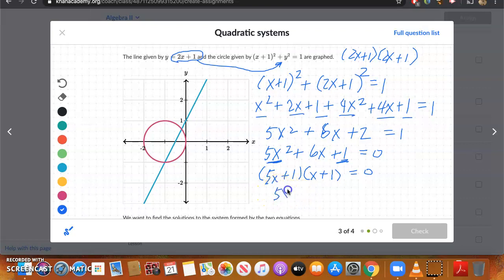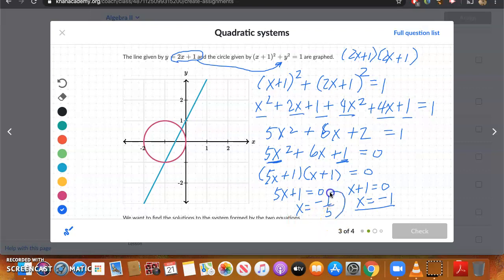Now, let's solve each one of these separately. So we have 5x plus 1 is equal to 0, and we have x plus 1 is equal to 0. If you looked at the previous solution right there, we saw that -1 was a solution, correct? And that's where this one came from. There's your -1. Now, this is going to be the other solution. If you solve this, you subtract 1 from both sides and divide by 5. You'll get x is equal to -1/5. All right, does everyone see that? So this is going to be your other solution.